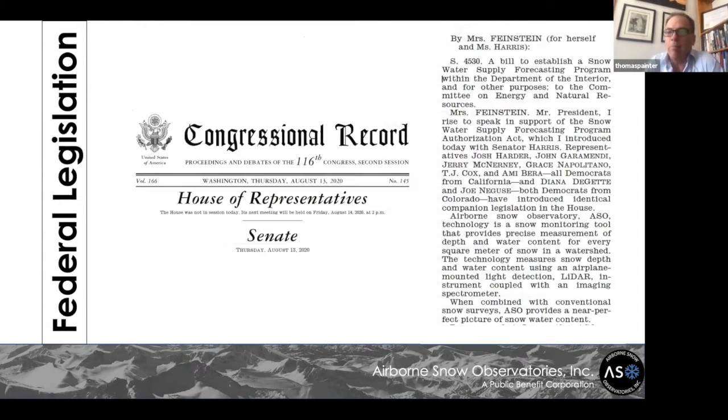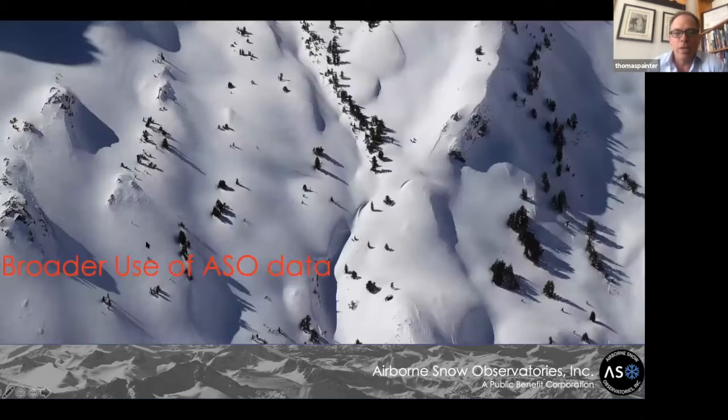And then there was, prior to that, Congressman Harder's and Senator Feinstein's bill. And I gotta say, I was really excited for our team that Senator Feinstein said Airborne Snow Observatory on the Senate floor. Wish I'd been there for that.